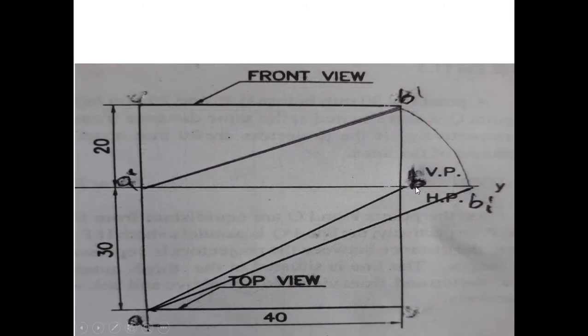Now after that, with A dash as center and A dash B dash as radius, you draw an arc like this to cut the locus of A dash. Then you connect A to that point, so that is A B1 dash, and that is the true length of the rod which can be placed in the room, and that is the diagonal length.